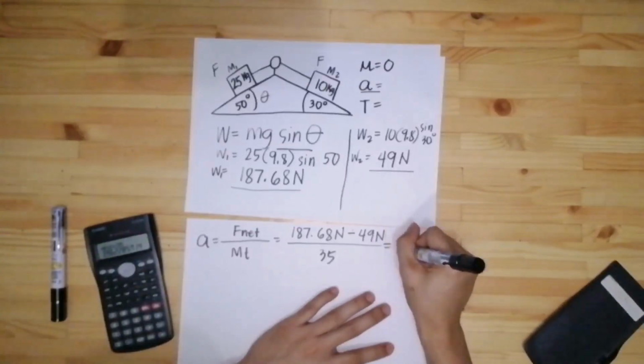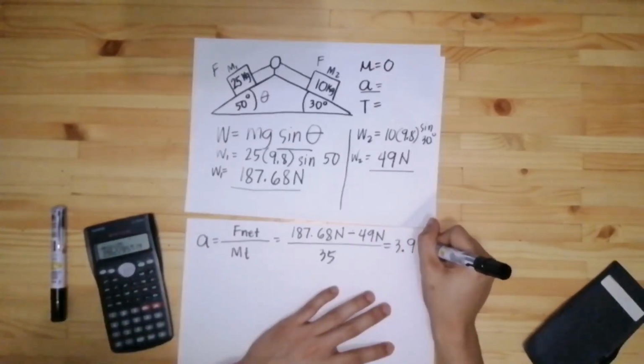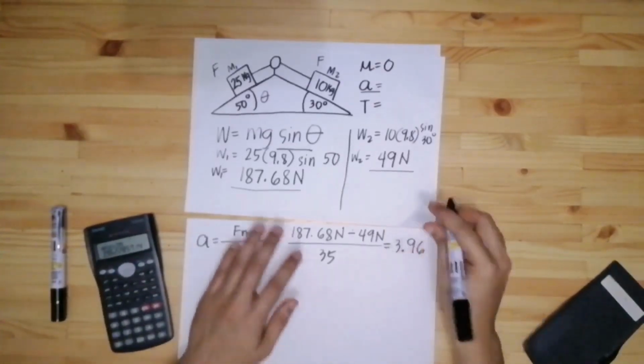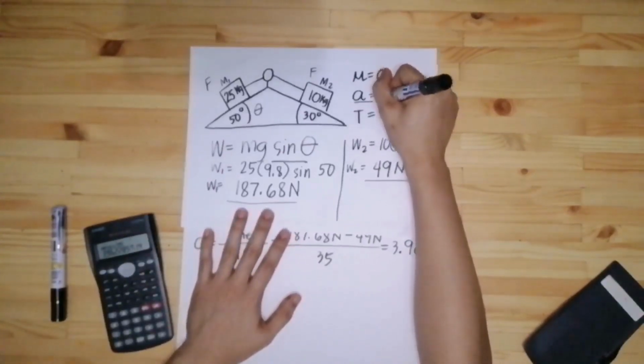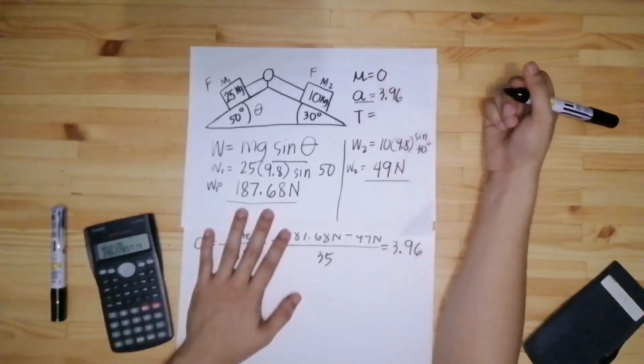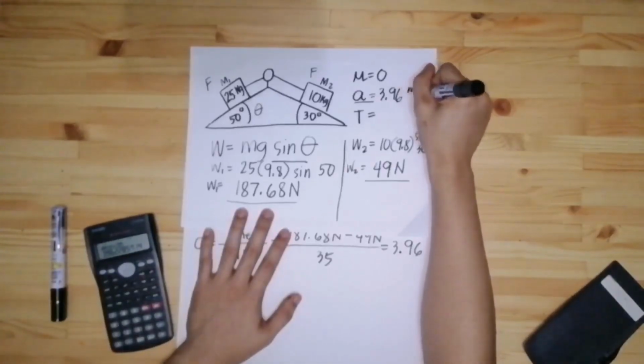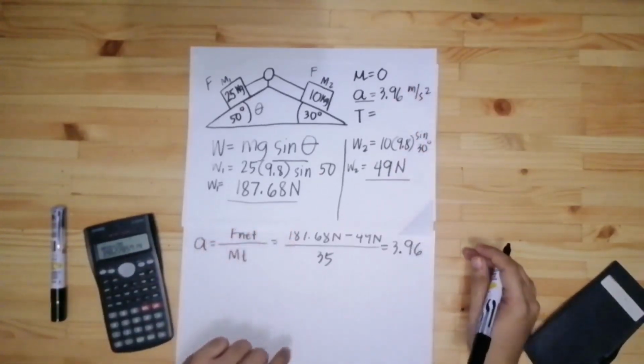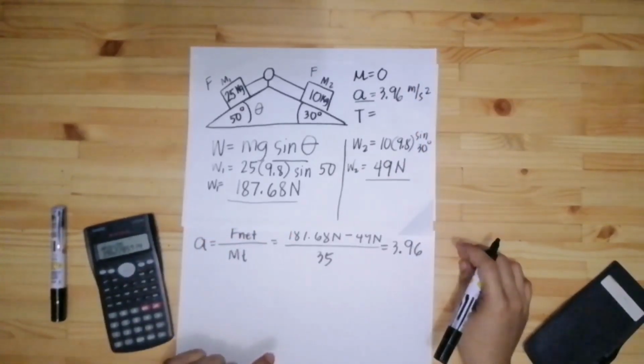That is equal to 3.96. So this is the acceleration. Lagay ko dito, 3.96 meter per second squared. So, we may now get the tension.